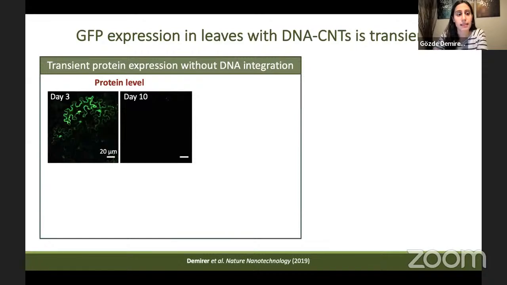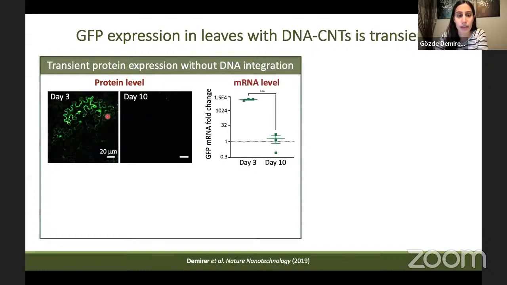So what we saw is that this GFP expression is transient. So the high levels of GFP we observe using confocal at day 3 completely disappears at day 10. And this is at the protein level. We could also look at the mRNA levels of this GFP protein, and we see that it's stopped making at day 10. So by day 10, there are no more GFP mRNA. So from this, we hypothesized that the proteins could be expressing transiently from the vector, and the vector does not get integrated into the plant genome.